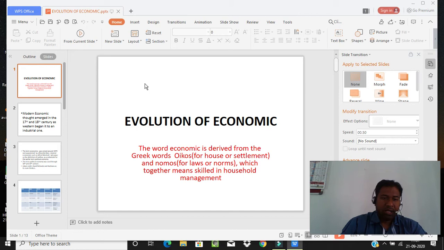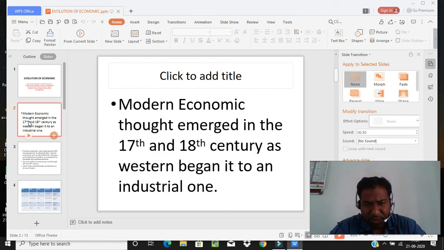Modern economic thought emerged in the 17th and 18th centuries as Western countries began moving into an industrial world. During the 17th, 18th, and 19th centuries, these Western countries, with Europe as an example, focused mostly on the manufacturing and industrial sector, where they brought innovation of new things and new equipment, and they changed the economy of the world.